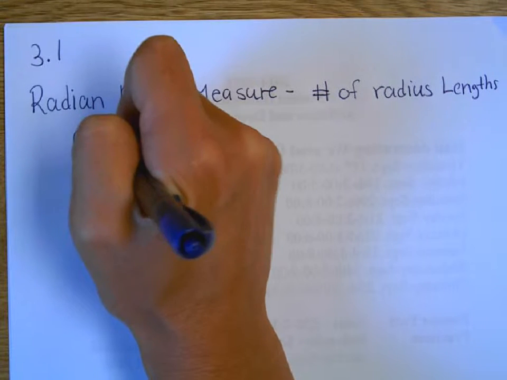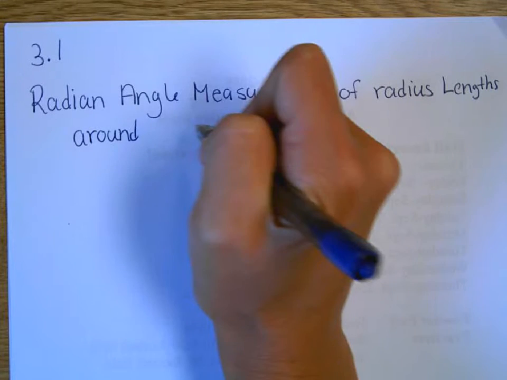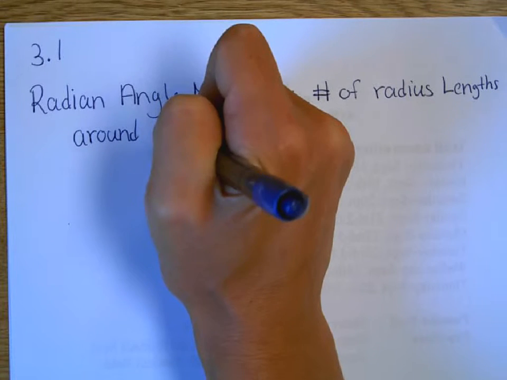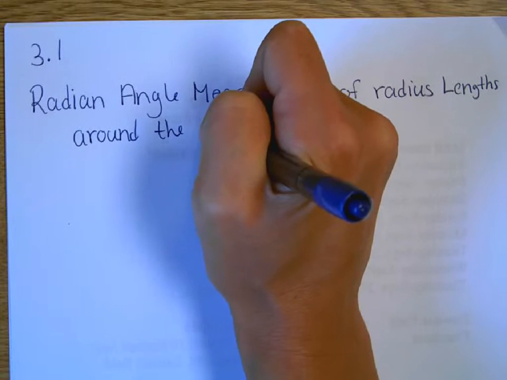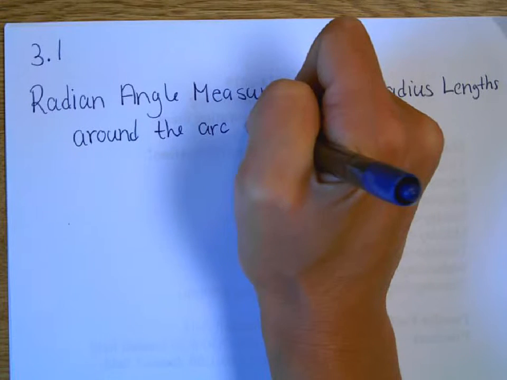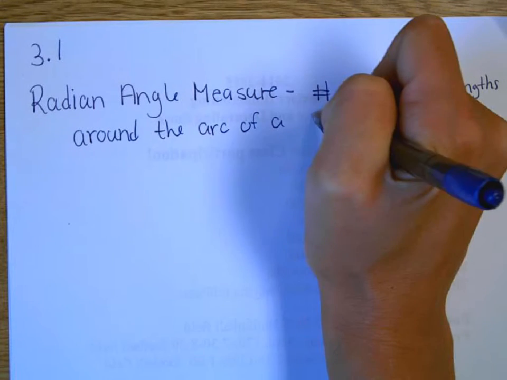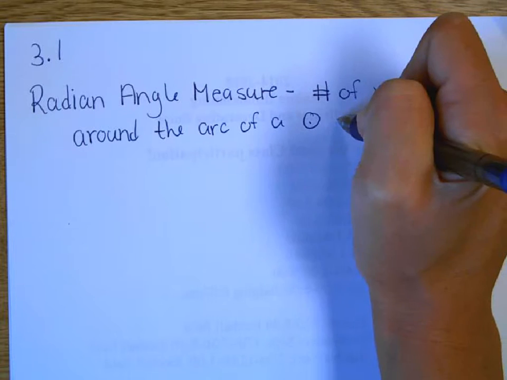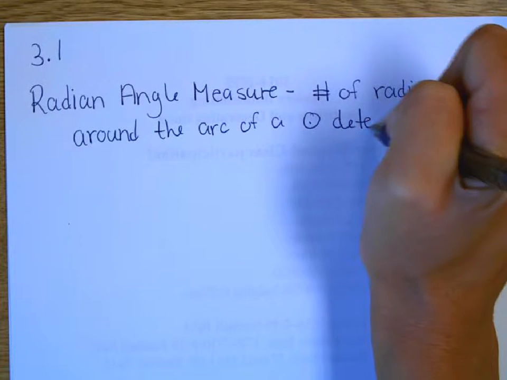around the arc of a circle determined by the angle, if that made any sense.